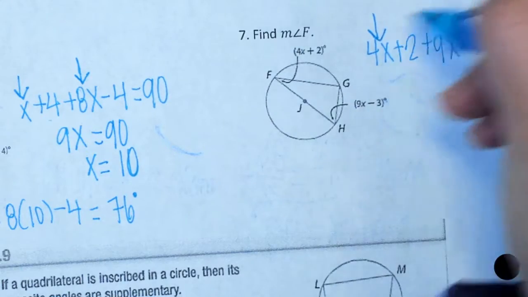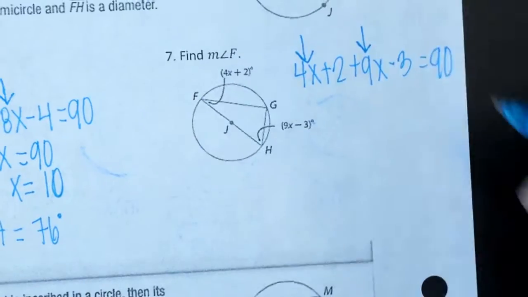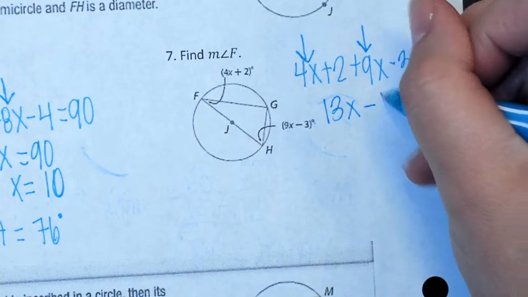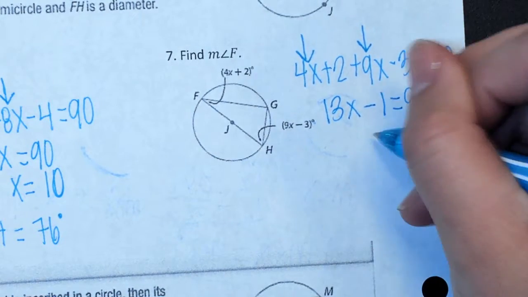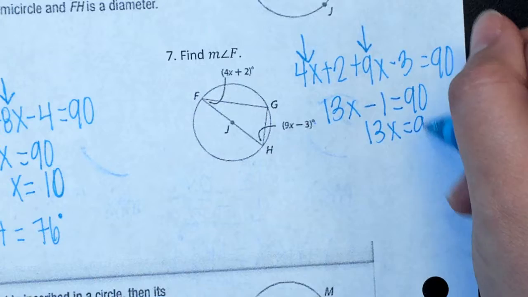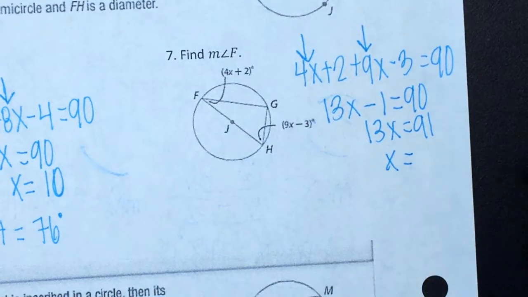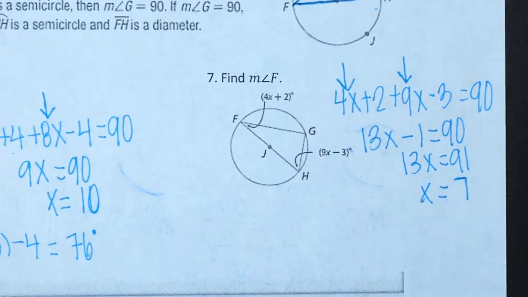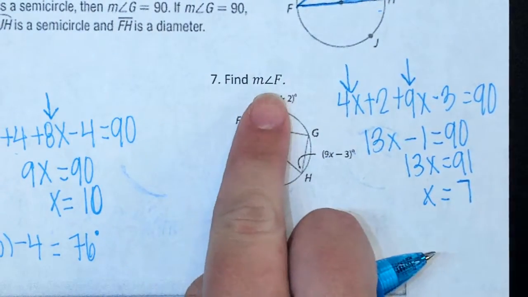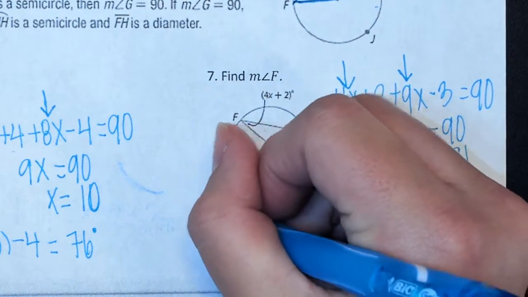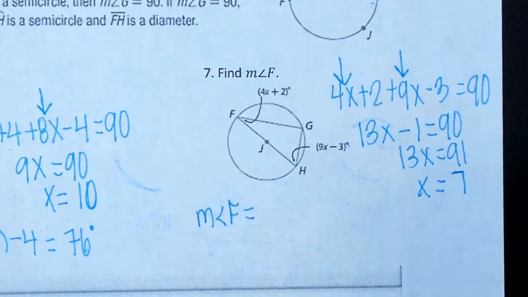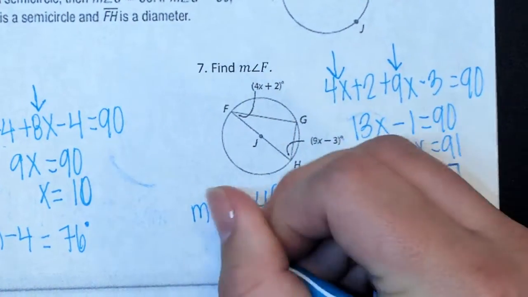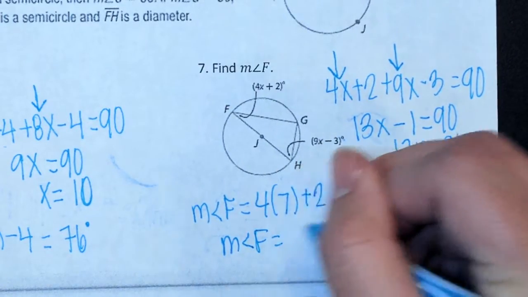So, 4x plus 9x is 13x. 2 minus 3, negative 1 equals 90. Add 1, 13x equals 91. I don't know what that equals. 7. Thank you. That's just x. We need to find the measure of angle F. So, Braden, tell me what to write. 4 times 7 plus 2. Good. What did that equal? Good.